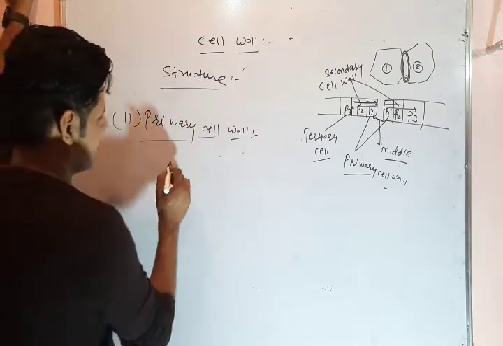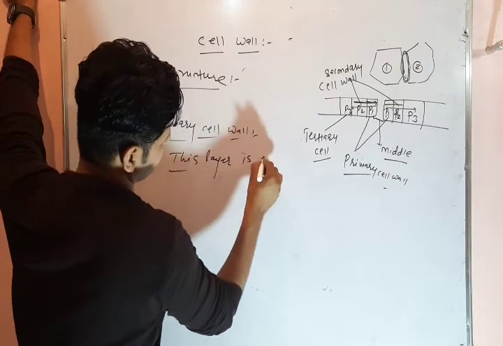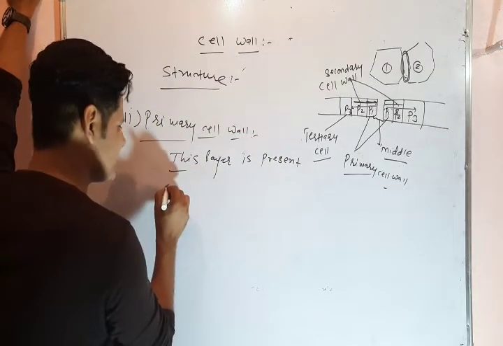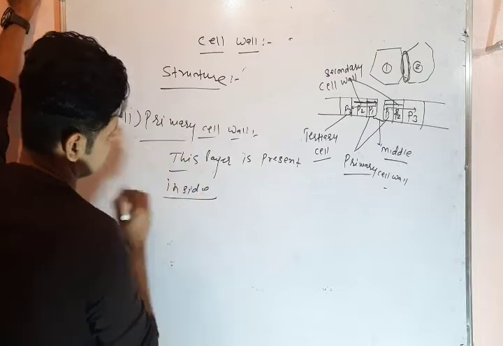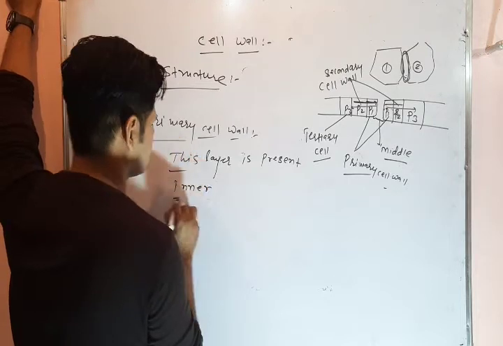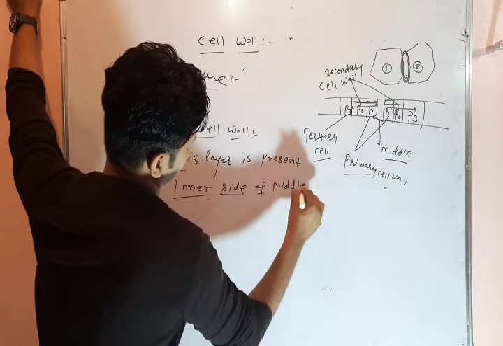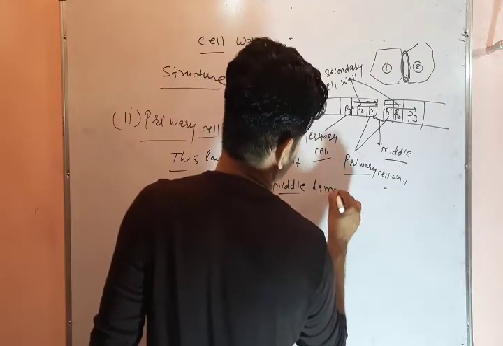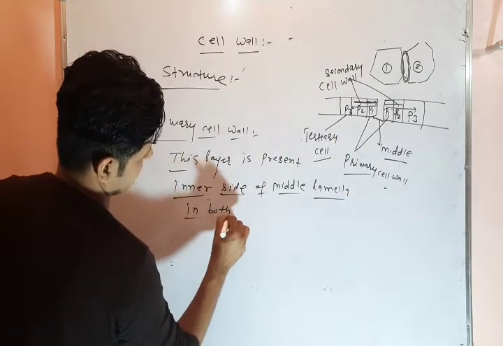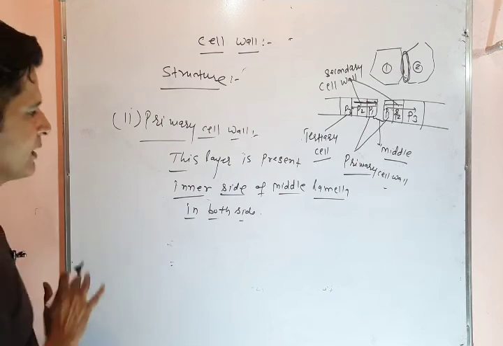So we can write that this layer is present inside, or inner side, of the middle lamella, on both sides. Okay, this layer is present on the inner side of the middle lamella on both sides.